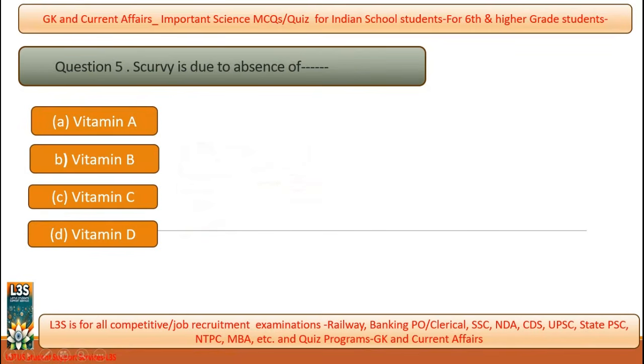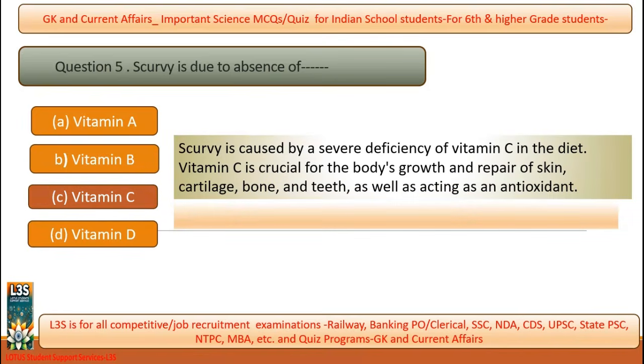Scurvy is due to the absence of which type of vitamin? A, B, C and D. And it is due to vitamin C. Scurvy is caused by severe deficiency of vitamin C in the diet. Vitamin C is crucial for body's growth and repair of skin, cartilage, bone and teeth, as well as acting as an antioxidant.